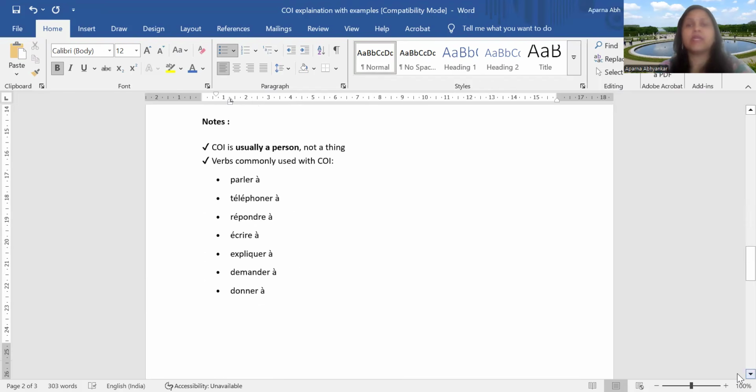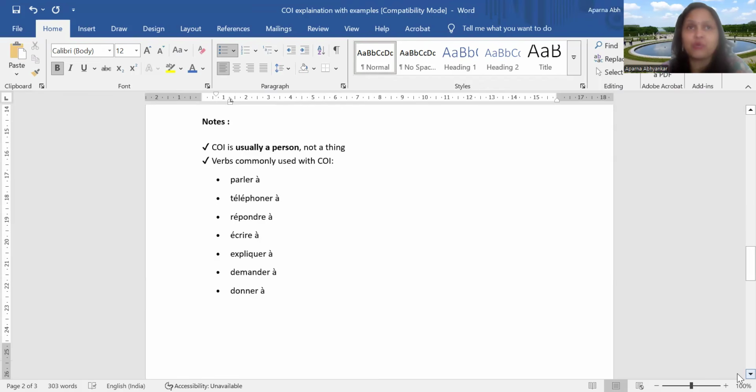Okay. Now here there are some important notes which you must know. COI is usually a person. So here, when we are treating this as a pronoun, it will always be a plus person and not a thing. Then there are some common verbs which are used with COI. By looking at the verbs also, you will understand that now the COI is going to come. Okay. Here are some common verbs.